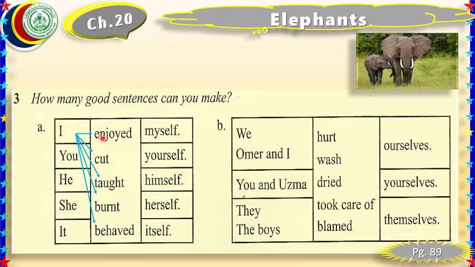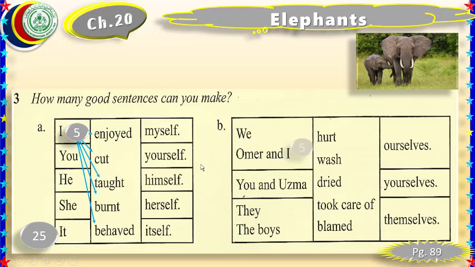We cannot say, I enjoyed yourself, no. I enjoyed himself, no. I enjoyed herself, no. I enjoyed itself, no. We can join I with myself only. You will join with yourself. He with himself. In this way, I enjoyed myself, I cut myself, I taught myself. We can make five sentences by using I. Five sentences by using you, five sentences by using he, five by using she, five by using it. In this way, we can make 25 sentences from this table.